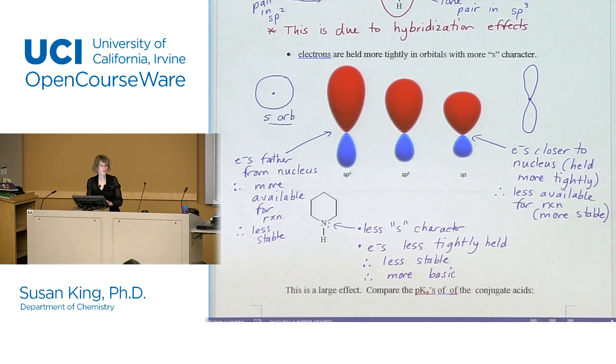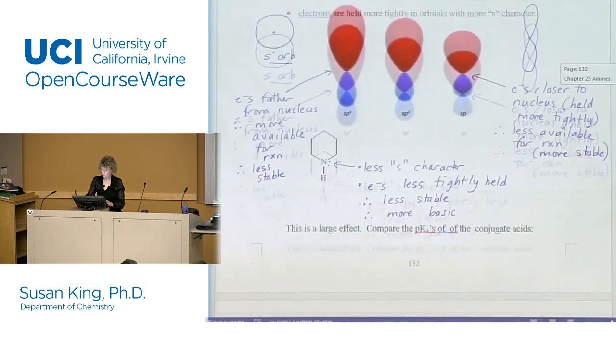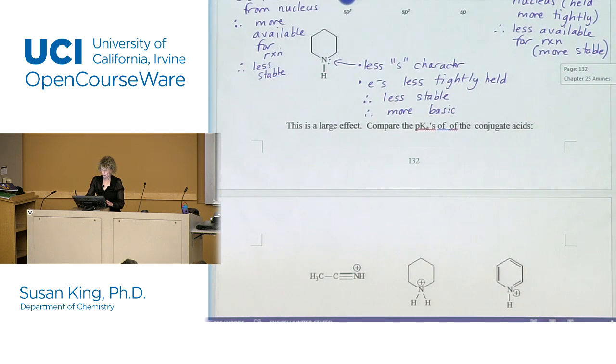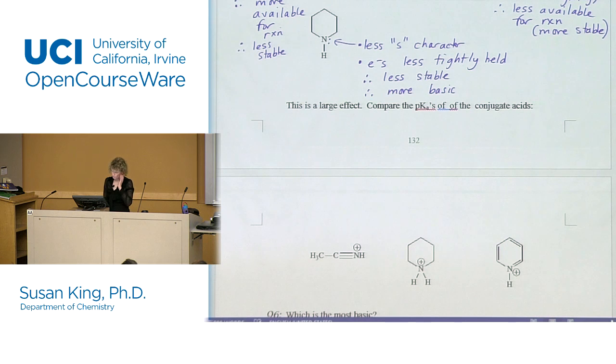All right, and this is actually a very large effect, especially when you get to sp hybridized atoms. Compare the pKa's of the conjugate acids. You do not need to memorize these numbers, but this one here is pKa minus 10. Here's pKa about 10. And this is pKa about 5. So a really pronounced effect, especially when you get to sp hybridized atoms.